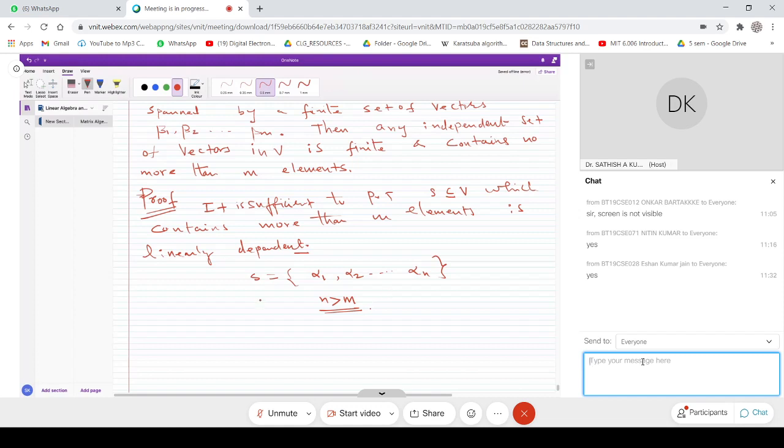And what is given is that beta 1 to beta m spans the vector space V. So we'll make use of that concept also. Beta 1, beta 2, etc., beta m spans V. What is the meaning? There exist scalars. Let's call them aij, because I'm going to use some concepts of matrix.